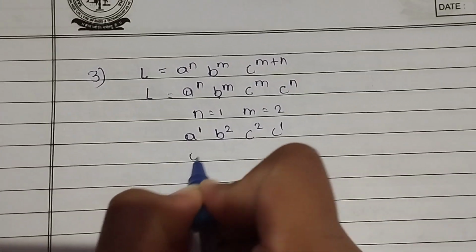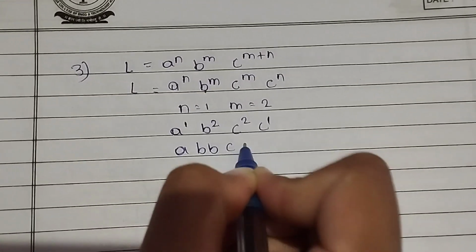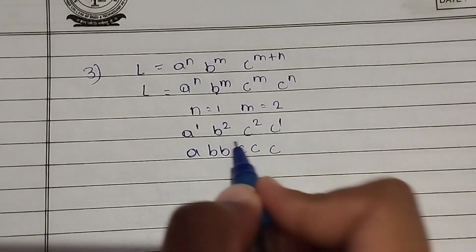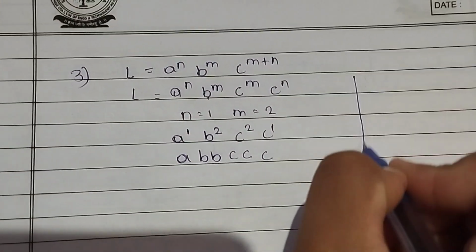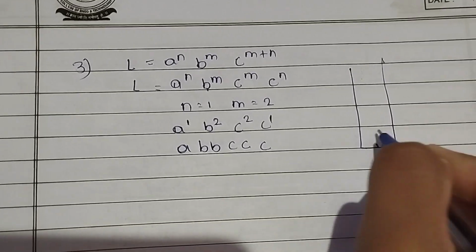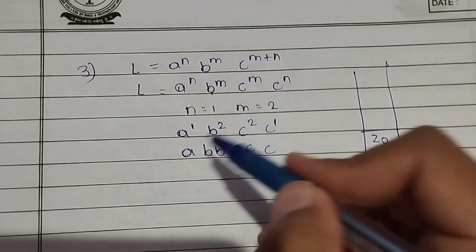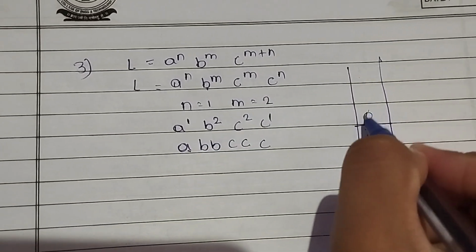So here a, b, b, c, c and c. So again for this stack, first initially Z0 is present. Now we push the a.